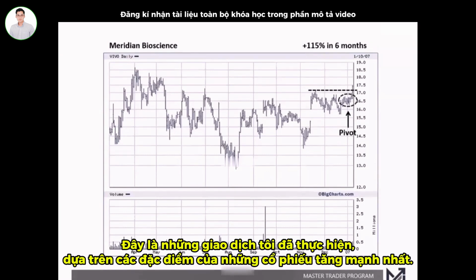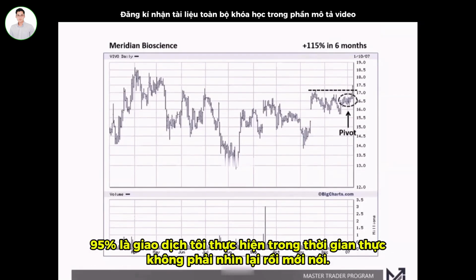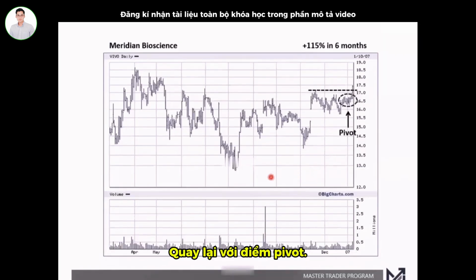These are going back and looking at the stocks that made the big gains, the big fast moves, and stocks that I traded based on these characteristics. 95% of these are all trades that I made in real time on this day, buying right here without the benefit of hindsight. And again, that's what you've got to get good at.